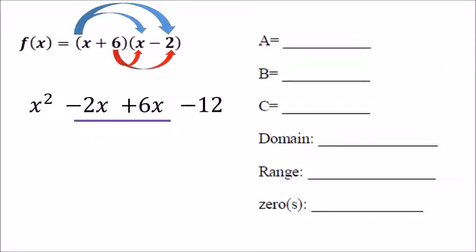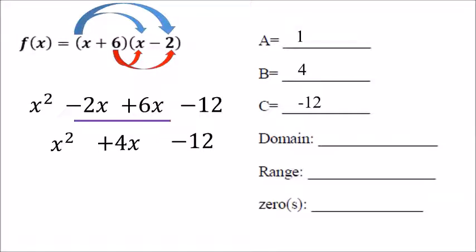When I combine my like terms, -2x plus 6x is a +4x. Since there's no other x squareds or constant numbers to combine together, the x squared and -12 just come down as part of my answer. So now I know my a value in front of x squared is a 1. My b value in front of the x is a +4. And my c value, or constant number, is a -12.